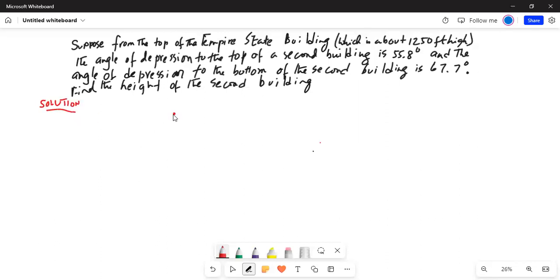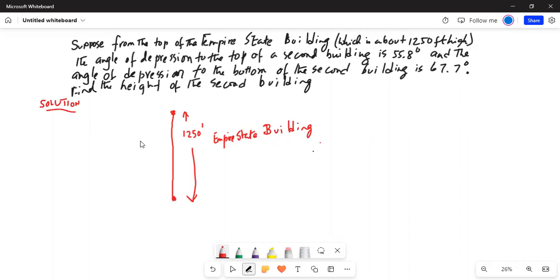Okay. So let's make this. This is 1250 feet high. This is the Empire State Building. This is the top of the Empire State Building. Its height is 1250 feet from the top to the bottom. This is the ground.